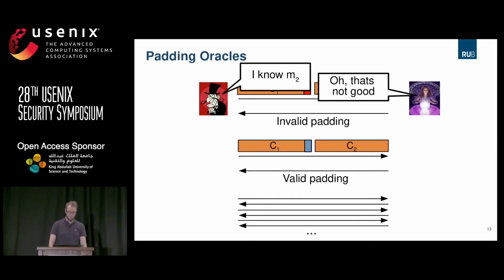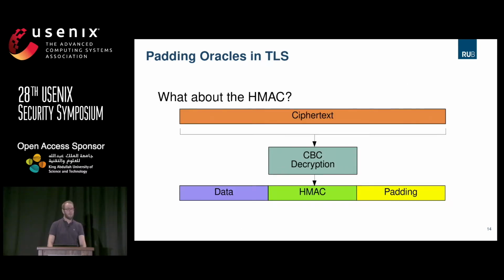So if you paid close attention, you might have wondered why this attack is possible in TLS, because there's an HMAC, right? But the problem here is that TLS uses this MAC, then pad, then encrypt scheme, so that a receiver of a ciphertext cannot check the HMAC up front. So what he first has to do is decrypt the message, and then he has to check the padding to find the position of the actual HMAC. So he cannot check the HMAC before he has checked the padding.